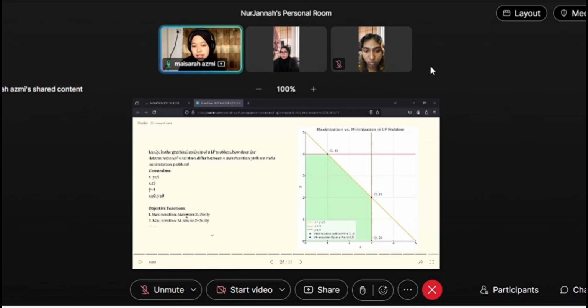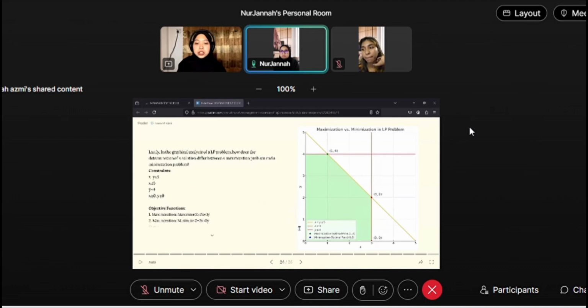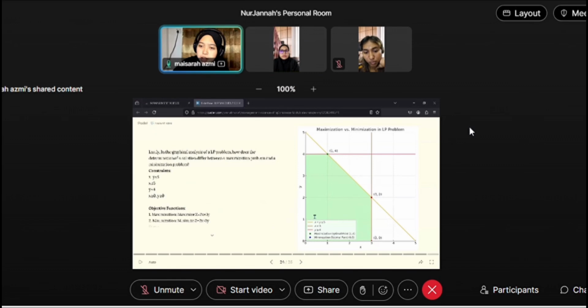For maximization, the highest value of z is 14, at the point x = 1 and y = 4. So that's our optimal solution for maximizing z. For minimizing, the lowest value of z is 0, which is at x = 0 and y = 0, making that our optimal solution for minimizing z. So, for maximization, we found the solution with the highest z value among the corners, and for minimization, we picked the lowest z value. Is that right? Yeah, exactly.